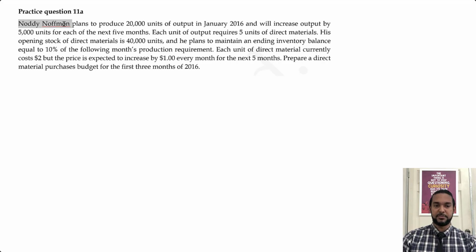All right, so this was Not Enough Mon, and plans to produce 20,000 units of output in Jan 2016, and will increase output by 5,000 units for each of the next 5 months, okay?